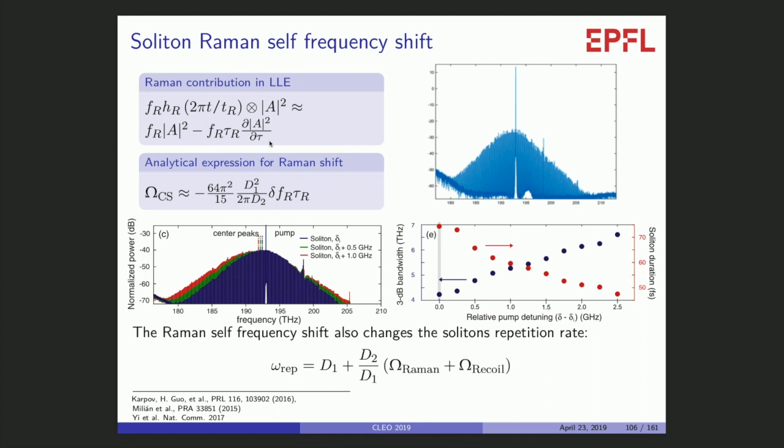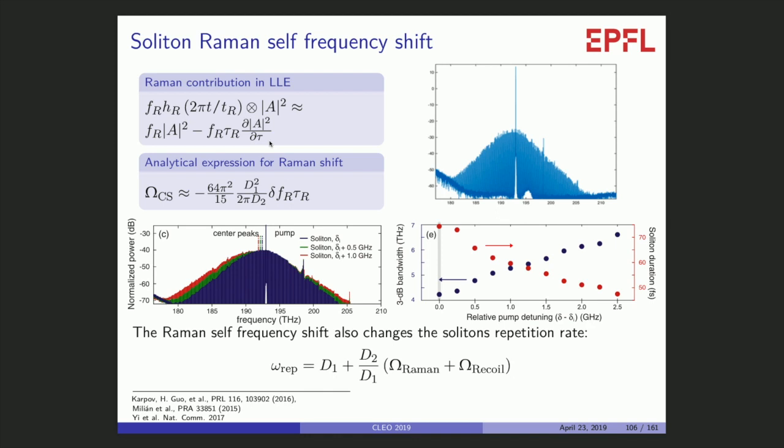The animation is actually not working in this PDF file, but let me just mention, if you have a pump laser and you detune the laser, you generate a soliton with progressively shorter duration. What you can see here, from blue to green to red, is that the soliton shifts progressively further, in this case to the red. And why is it shifting? It's shifting because the duration becomes shorter.